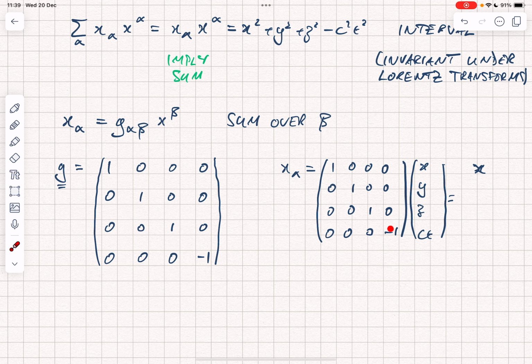And the fourth line, the minus 1, is going to apply to the CT. So let's put all of those in. So the second row, we pick out a Y because it's 0, 1, 0, 0. The third line, we pick out the Z. And then the fourth line, we have a minus CT. So let's put the brackets in there. So that's how that transformation works. It's simple matrix vector multiplication, which is something that you should be familiar with by this stage.